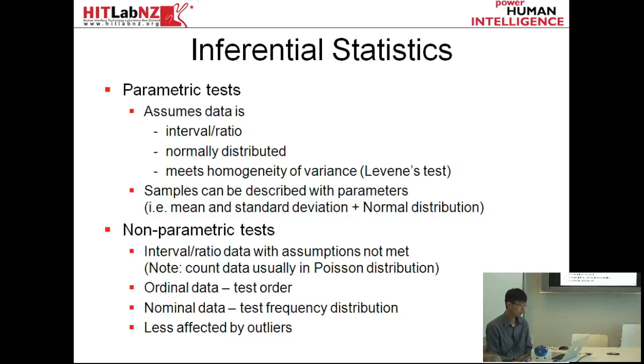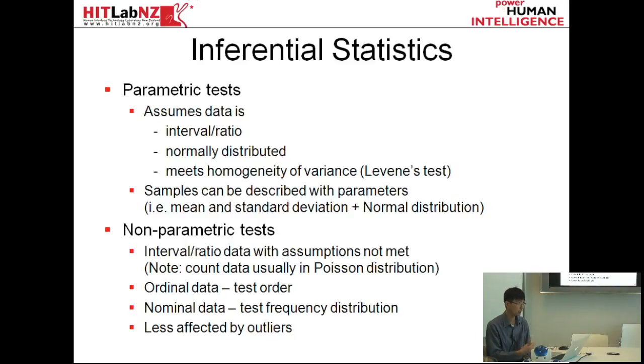Again, depending on what type of scale your measurement is, and if it's interval ratio data, and if it's normally distributed or not, you basically fall into two categories of inferential statistics tools. One is parametric test, and the other one is non-parametric test. A parametric test is called parametric because, based on the parameters, you can pretty much infer or guess how the samples are distributed.